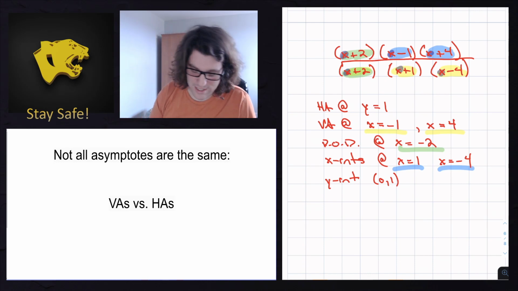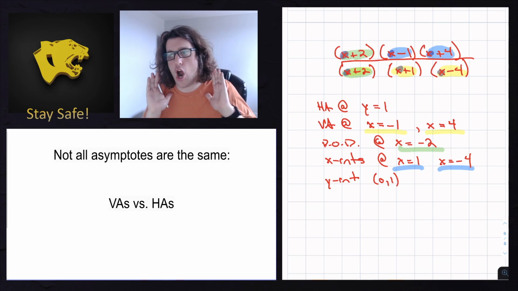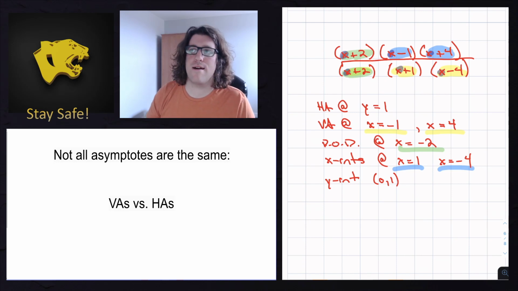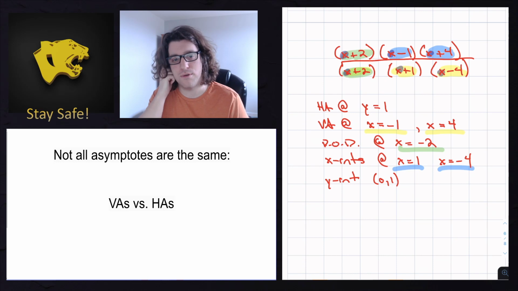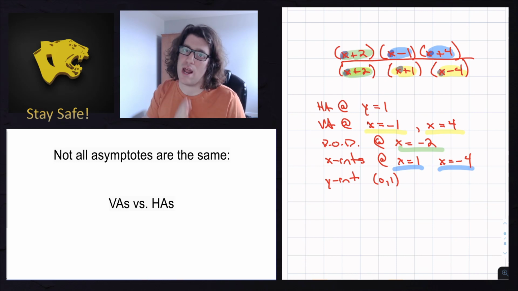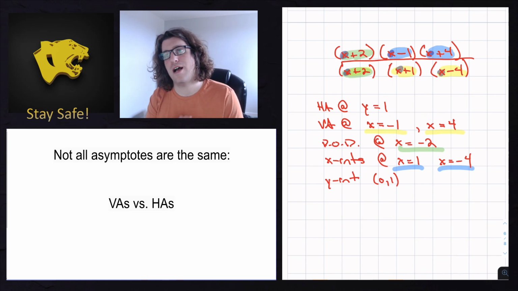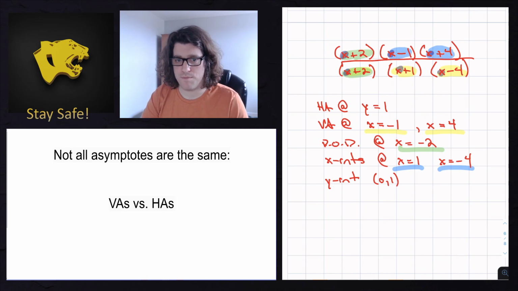So vertical asymptotes are hard asymptotes. They are actual discontinuities, and the graph is not allowed to be equal to that value. So vertical asymptotes are domain problems. So you can't have a graph there. Horizontal asymptotes are nothing like that at all.